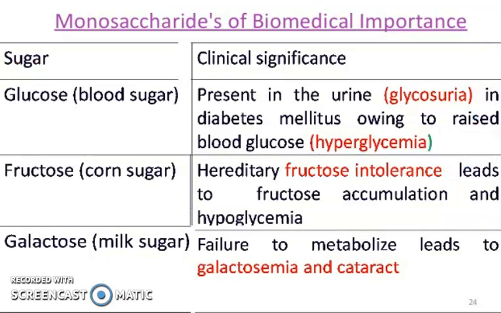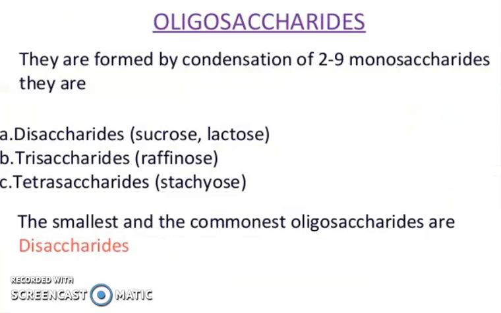Now, monosaccharides of biomedical importance. Glucose, blood sugar, is present in urine, glycosuria, in diabetes mellitus owing to raised blood glucose, hyperglycemia. Fructose, corn sugar: hereditary fructose intolerance leads to fructose accumulation and hypoglycemia. Galactose, milk sugar: failure to metabolize leads to galactosemia and cataract.